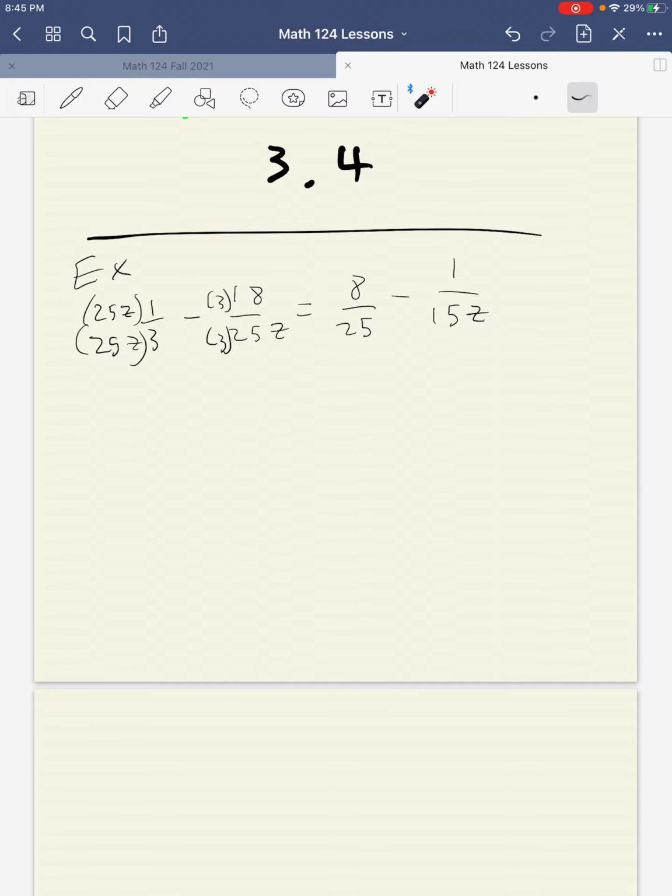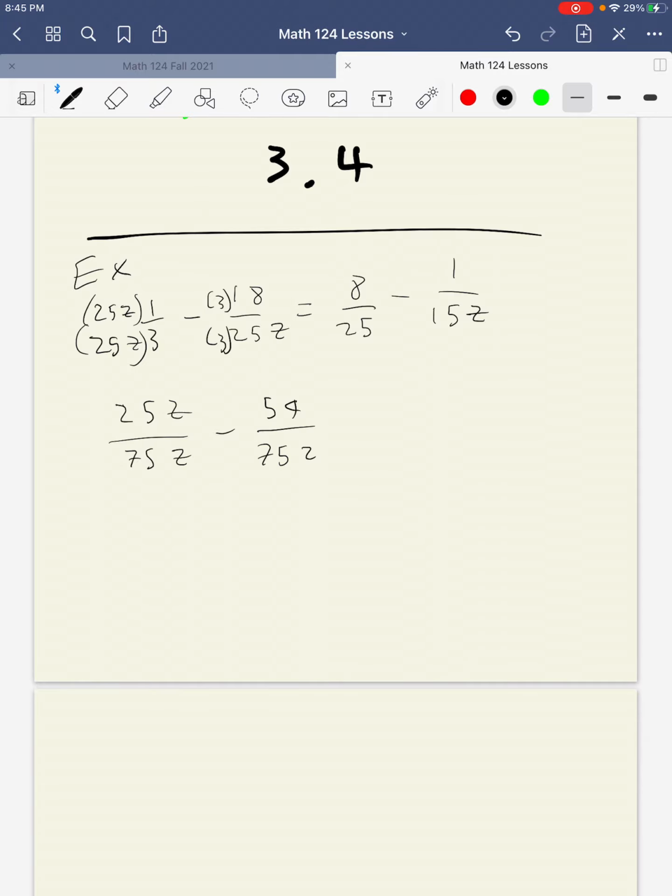Okay, so the left-hand side is now 25z on top over 75z, minus, let's see, 18 times 3, which is 54, over 75z. Okay, so now the left-hand side has a common denominator.